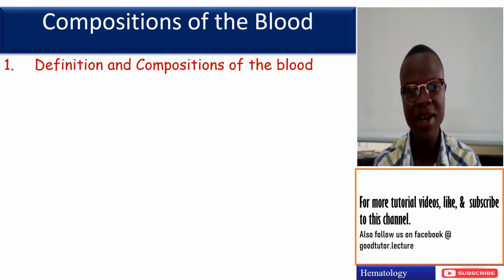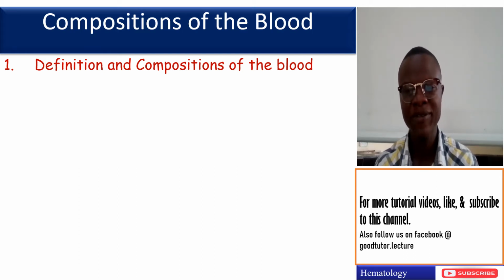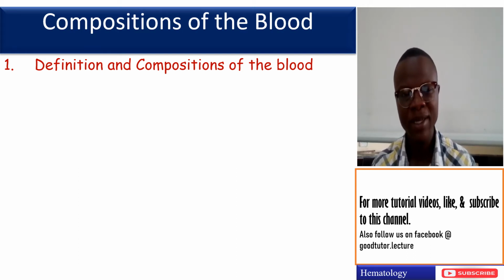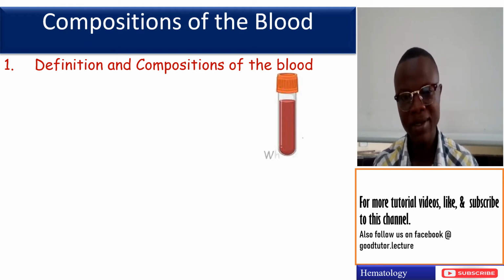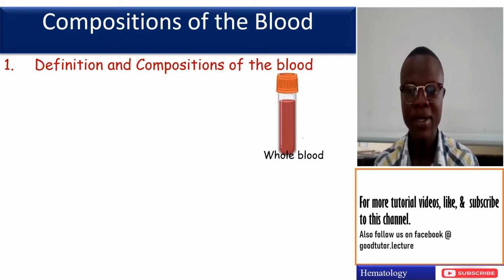So now let us look at the composition of the blood. To divide the blood into its various components, we use a machine known as the centrifuge. So what do we do first? We obtain a whole blood sample from our patient. That's the first thing. And the source of this blood is usually the venous blood.